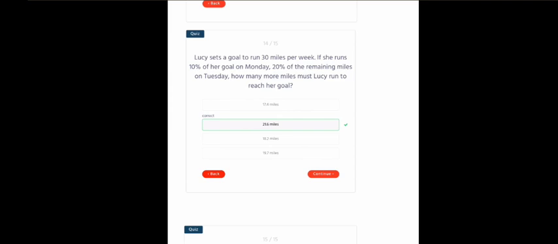Okay, let's do number 14. So Lucy sets a goal to run 30 miles per week. If she runs 10% of her goal on Monday, and 20% of the remaining miles on Tuesday, how many more miles must Lucy run to reach her goal? So we're going to start off by looking at the question. It's asking us for how many more miles to her goal. And it tells us that she did a percent on Monday and a percent of the remaining on Tuesday.